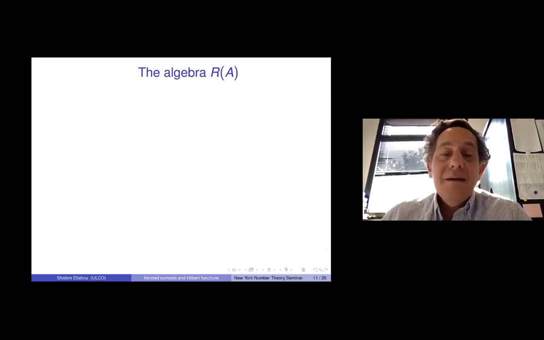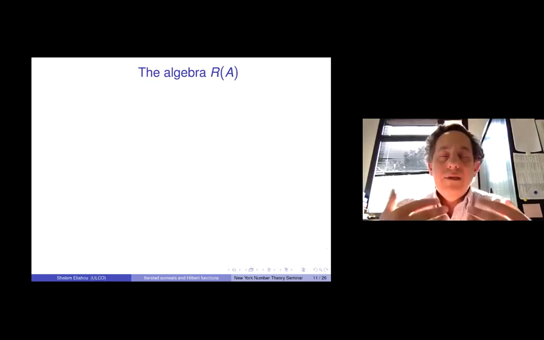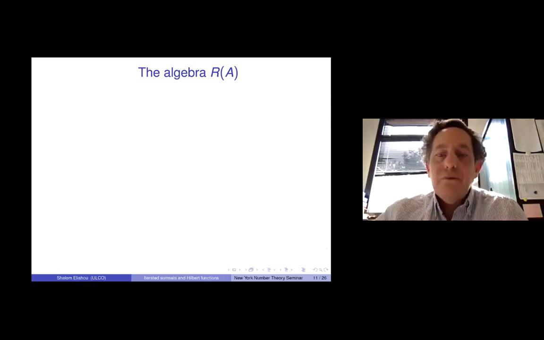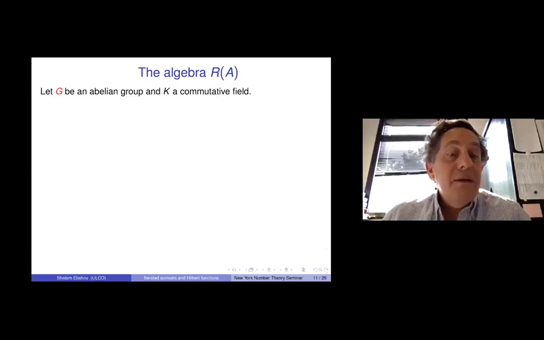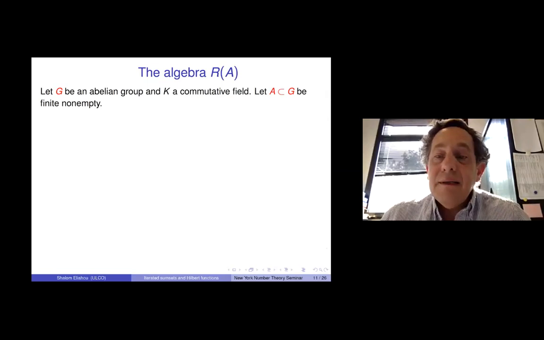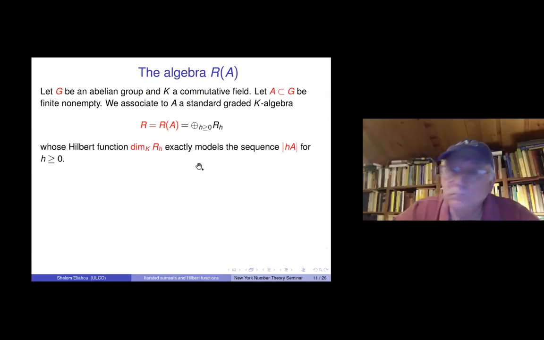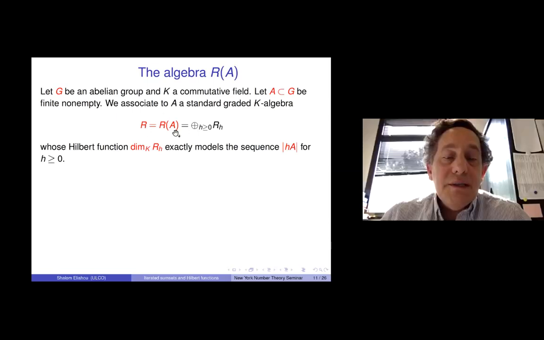And let me do what we promised to do, construct an algebra whose Hilbert function will model the sequence of cardinalities of the iterated sum sets of A. So take an abelian group, G, a commutative field K, take a finite non-empty subset in your abelian group, and the algebra we want to associate is defined as follows.